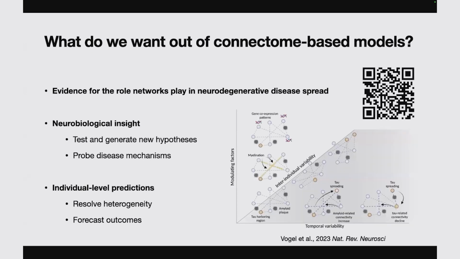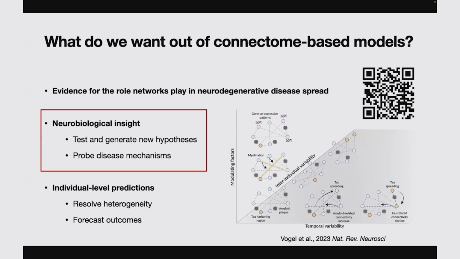So we recently published a review outlining ways that the connectome-based models can be innovated on in order to achieve these objectives. I refer you to the review for details. You can see the QR code, which links to the paper. But for the rest of the talk, I'd like to discuss some newer findings building on these themes. And I'd like to start with some studies that are really designed to generate new neurobiological insight using connectome-based models.